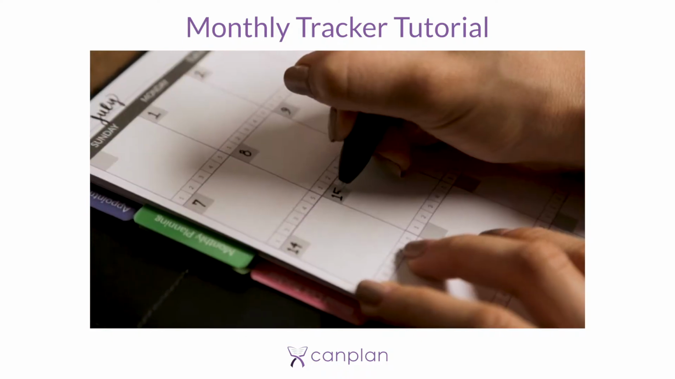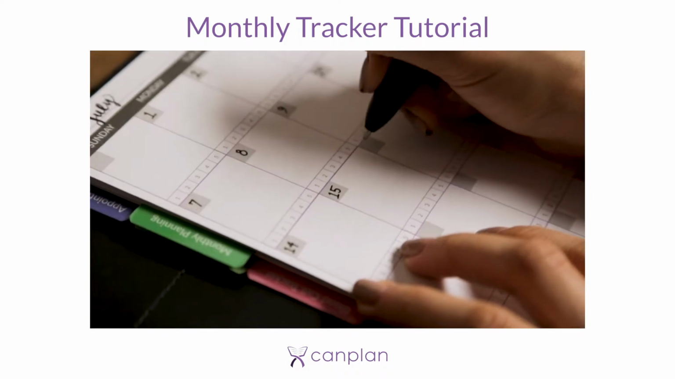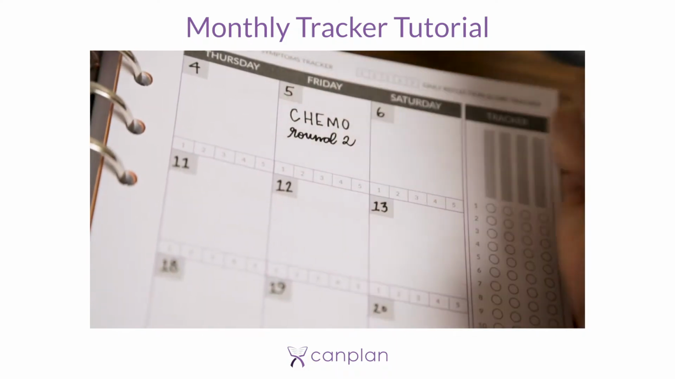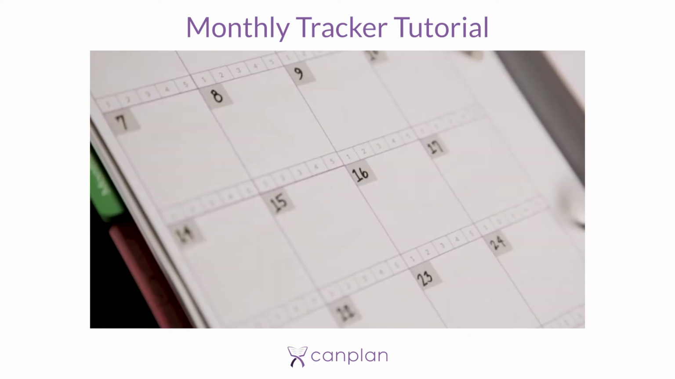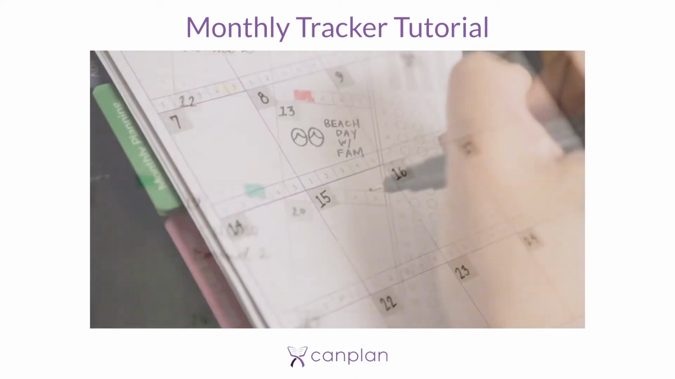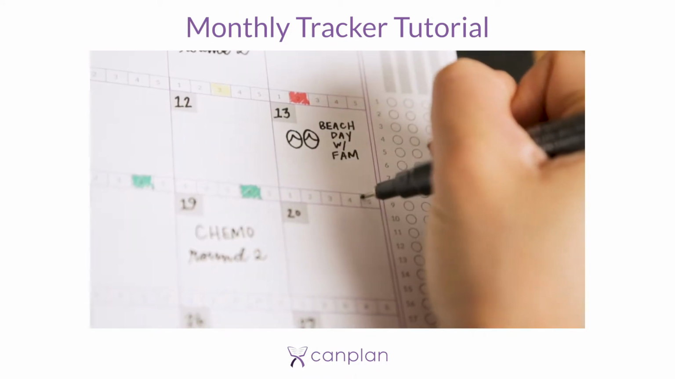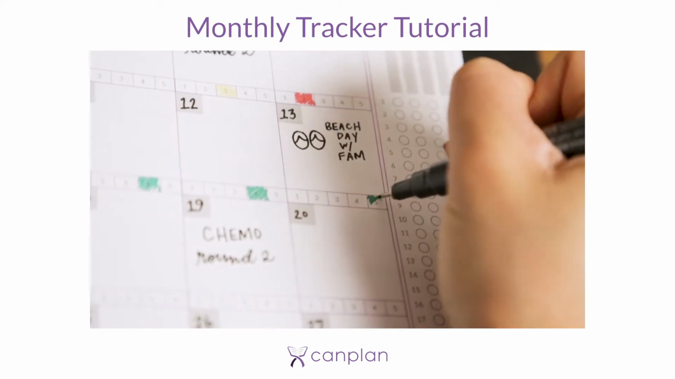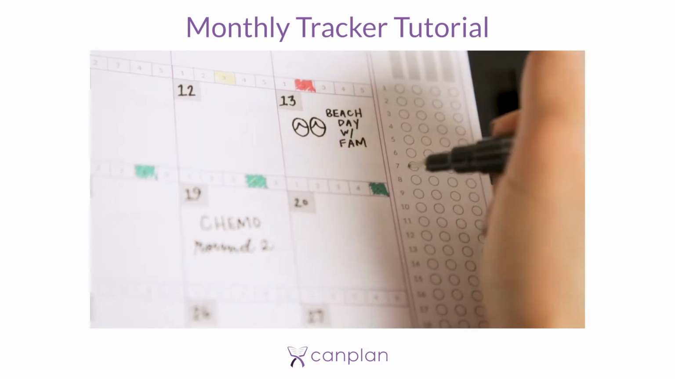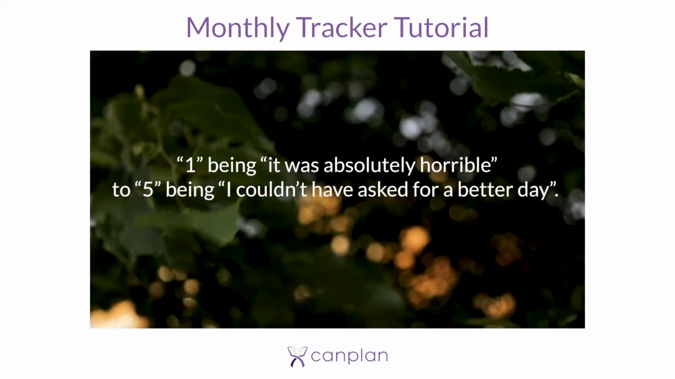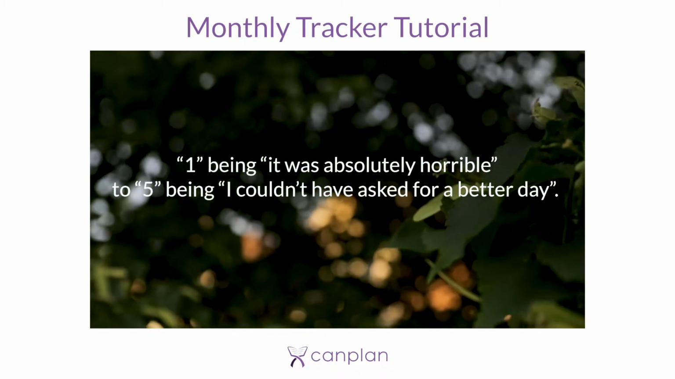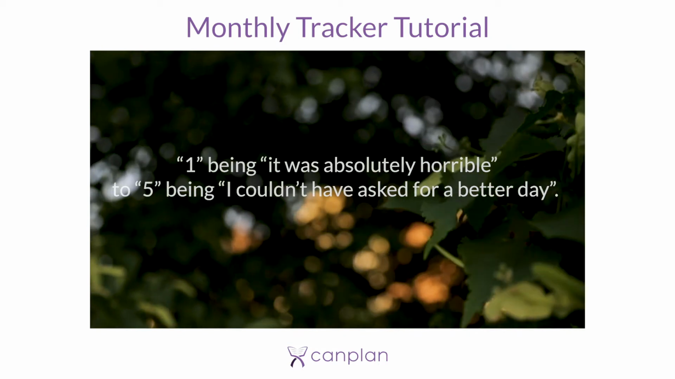The gray box in the upper left-hand corner is where you'll write the days of the month, and any event correlated with that day will go in the white space. At the bottom of each calendar, you'll see a scale numbered from 1 to 5. This is your end of the day reflection score. So at the end of each day, give yourself an accurate rating of how the day went overall, with 1 being, it was absolutely horrible, to 5 being, I couldn't have asked for a better day.